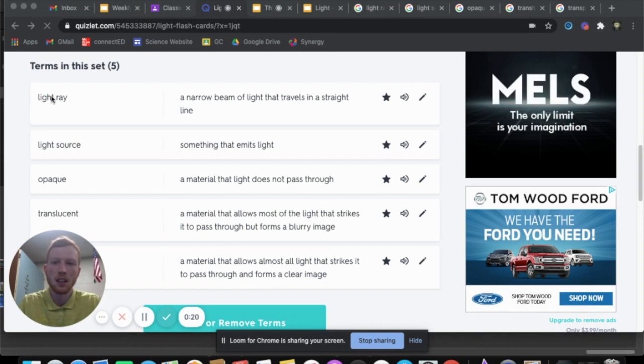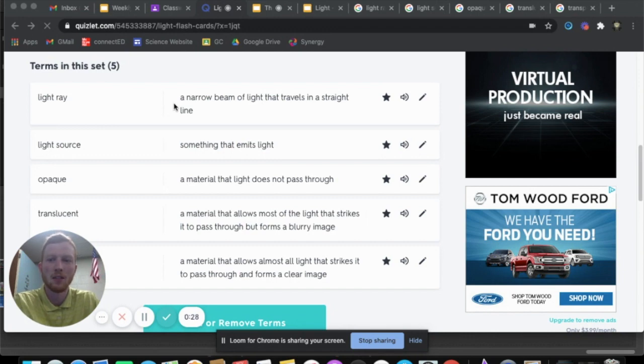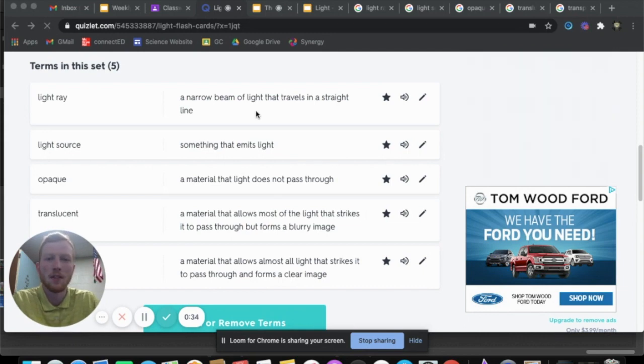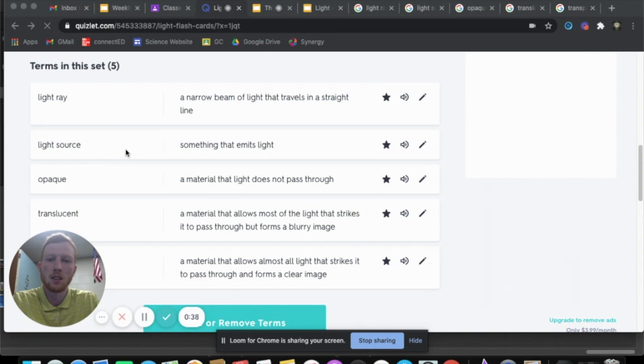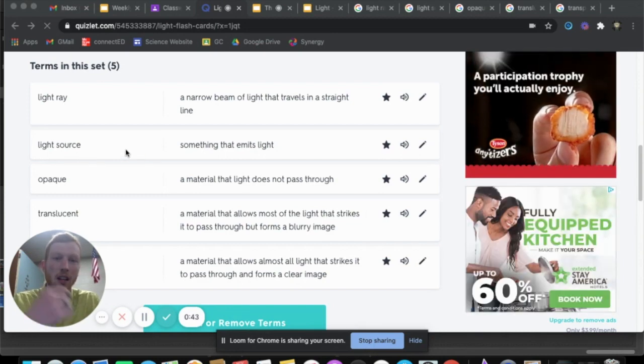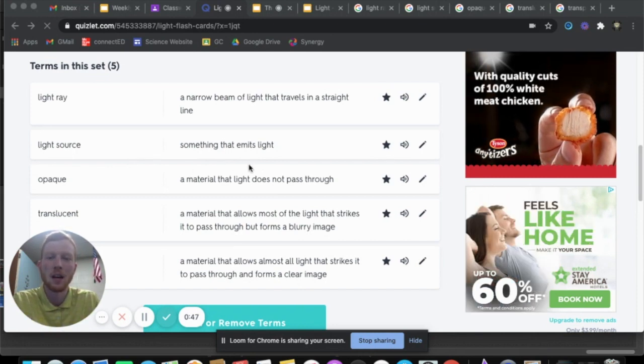So let's take a look at light ray. Similar to what you just watched in your lab, it would be like the laser going through the beaker. Okay, that would be a light ray. It's a narrow beam of light that travels in a straight line. The only way that it's not going to go in a straight line is if it goes through a medium like a liquid. Next, a light source, something that emits light. Again, think like a flashlight, think like the sun, think the laser pointer in the video. Okay, that would be a light source. Where is the light coming from?